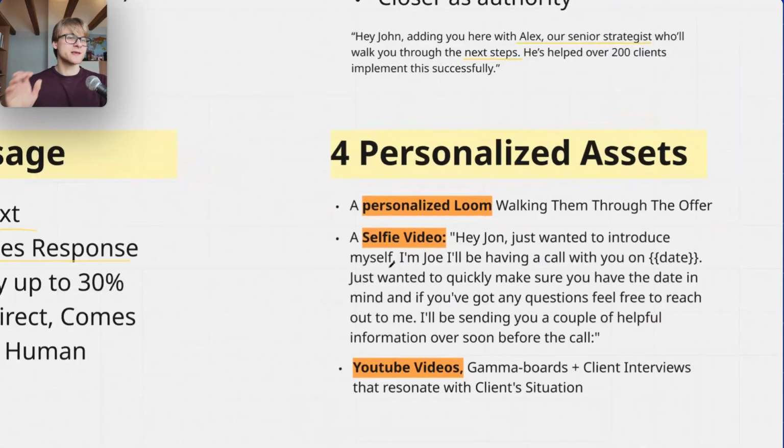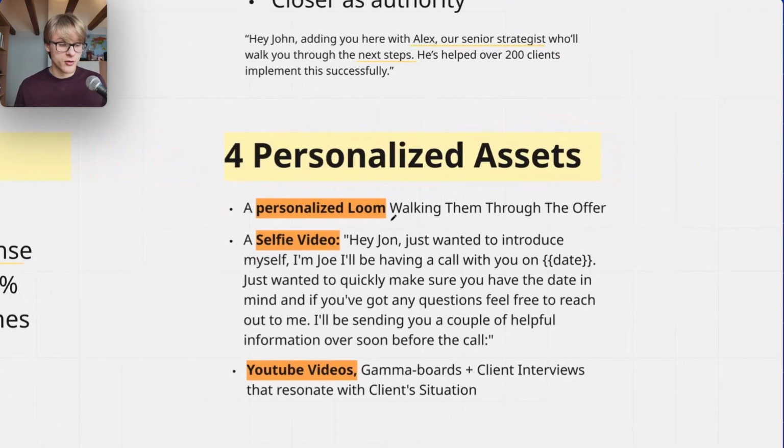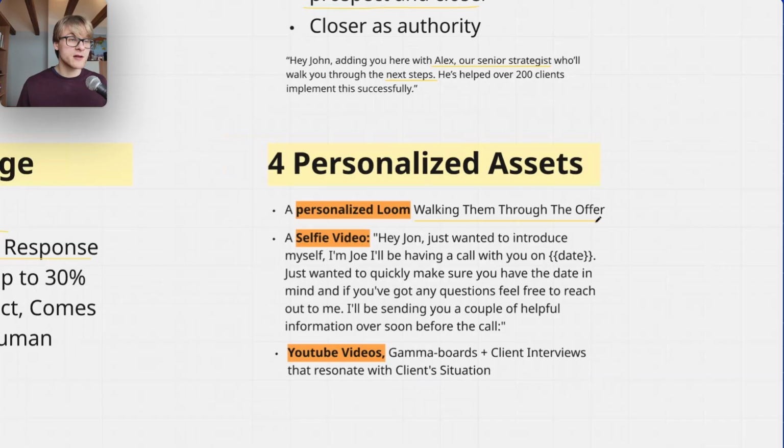Send them a personalized Loom or a general Loom where you walk them through the offer as the closer, or even a Loom of the offer owner doing this. Then send them a selfie video as a closer. So something like, hey, John, I just want to introduce myself. I'm Joe. I'll be having a call with you on January 26th. Just want to quickly make sure you have the date in mind, and it's at 8 p.m. And if you've got any questions, feel free to reach out to me. I'll be sending you a couple of helpful pieces of information soon as well. Again, if you've got anything in mind, just shoot me a message here. Very real, like a selfie video. They see the closer, they hear he's not an absolute turd.